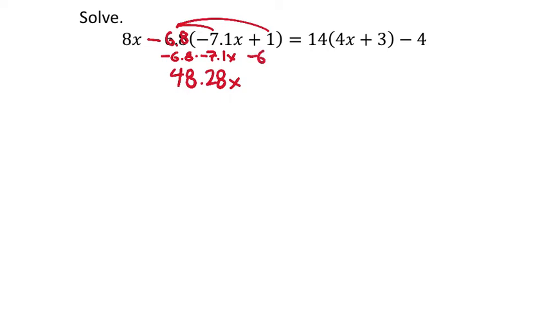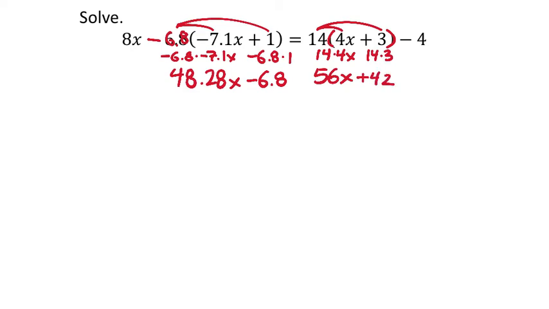And then also negative 6.8 times 1, just negative 6.8, that's not too bad. But then we got the 14 distributed into this set of parentheses here. So that'd be 14 groups of 4 x's, which is 56 x's. And then 14 groups of positive 3, which would be positive 42.